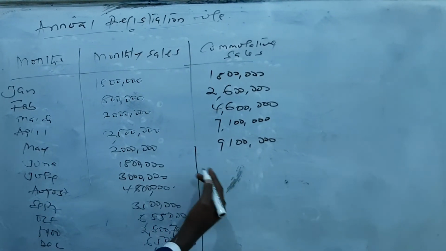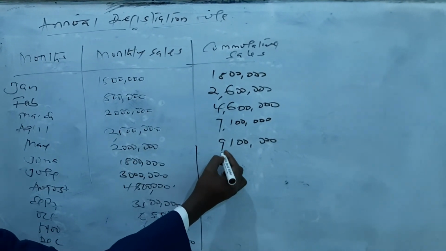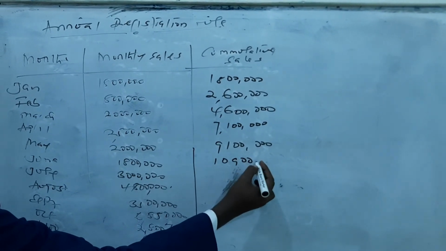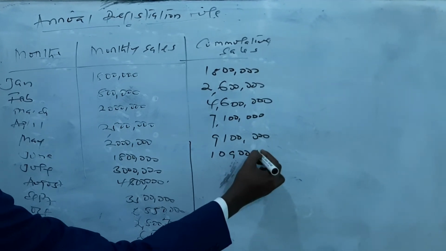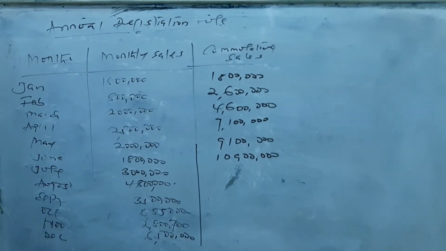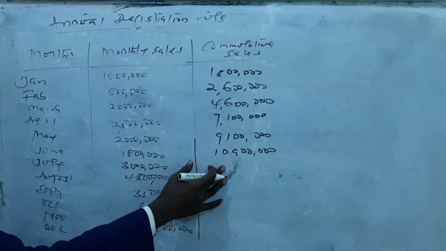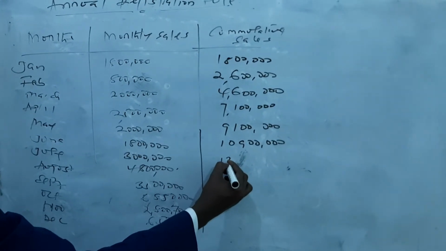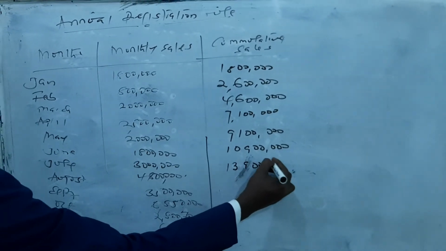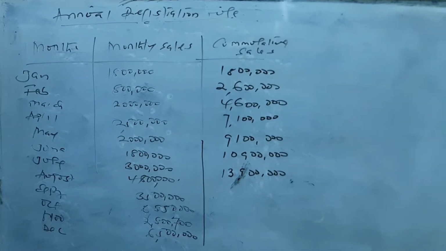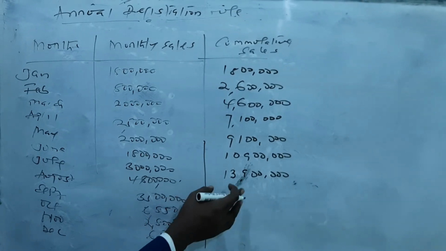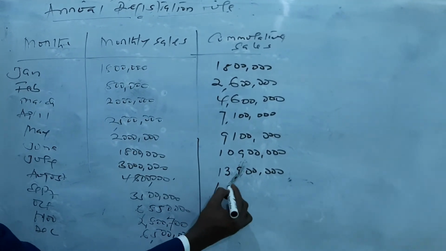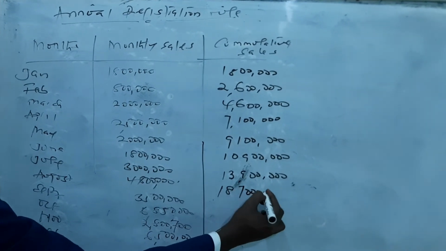So 9,100 plus here gives you 10,900, 10,900 in the month of June. So plus here gives you 13,900,900. So here plus this one plus here gives you 18,700.